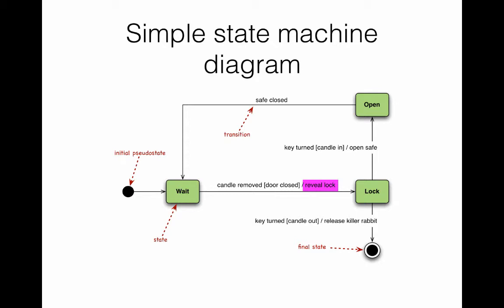The portion of the text after the / is called the action. In this case, the action is reveal lock. In the lock state, there are two possible ways to transition to another state. Let's look at the safest way first. Following the upwards arrow, we see that if we turn the key when the candle is back in the holder, the safe is open and we transition to the open state. Now to get back to the wait state, we just have to close the safe.